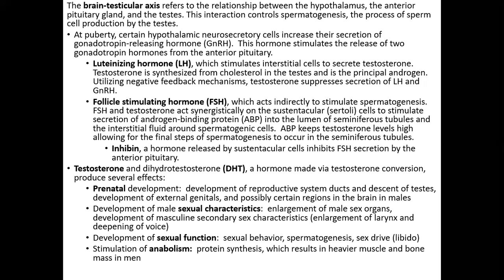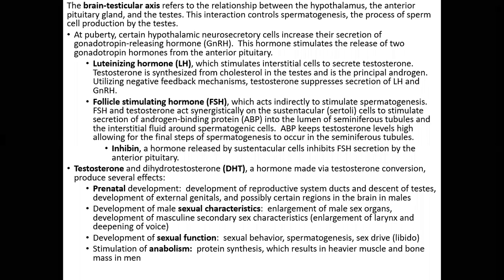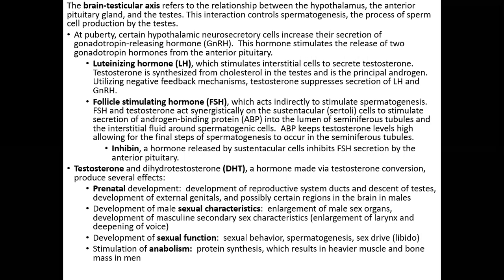This is the interaction that controls spermatogenesis, which once again is a process of sperm cell production by the testes. It begins at puberty, and at puberty, certain hypothalamic neurosecretory cells start to increase their secretion of gonadotropin-releasing hormone. That GnRH, produced by the hypothalamus, triggers the release of two hormones from the anterior pituitary. We talked about these hormones previously: luteinizing hormone and follicle stimulating hormone, or LH and FSH, both released by the anterior pituitary. They do some of the same things, but also do their own individual things.